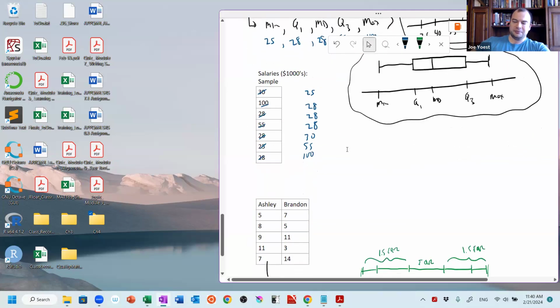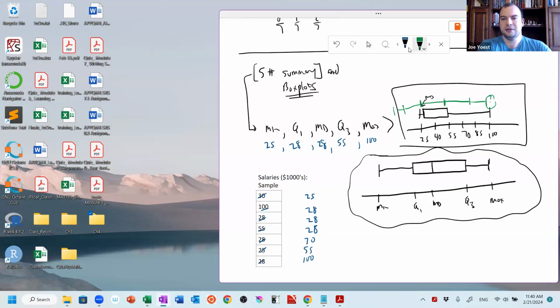And lastly, one minor note is occasionally what you'll see is something like this. You might see something like this. This is another style of writing a box plot where min and max are taken to be the smallest and largest non-outlier values. So this would be the minimum non-outlier and the max non-outlier value.